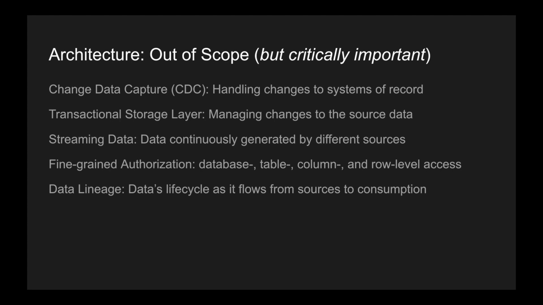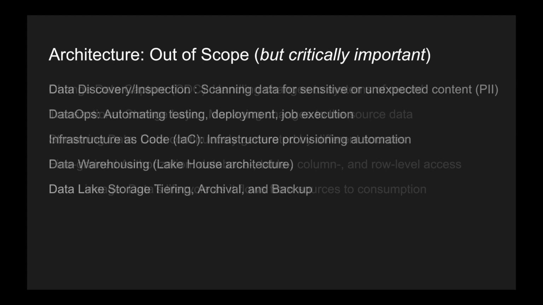Fine-grained authorization, database, table, column, and row level access. Data lineage, data's life cycle as it flows from source to consumption. Data discovery and inspection, scanning data for sensitive or unexpected content, such as PII. Data ops, automating the testing, deployment, and job execution of resources related to our data lake. Infrastructure as code, infrastructure provisioning automation as it relates to our data lake. Data warehousing, and data warehousing in combination with our data lake, also known as the lakehouse architecture. Data lake storage tiering, archival, and backup.